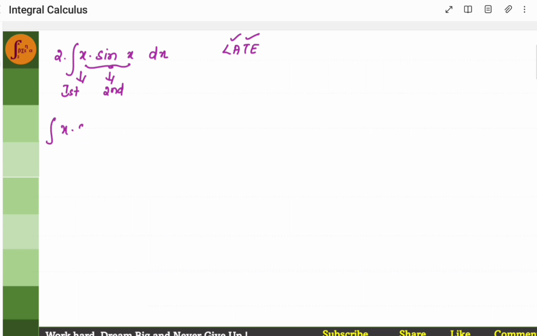So, let's apply the theorem. First function, copy first function as is. First function into integral of second function. It's always integral of the second function. Remember that. Second function is sine x, minus the big integral. Let's open the brackets. Derivative of first function. It's always the derivative of first function. That is derivative of x into integral of sine x. Let's copy this as is.